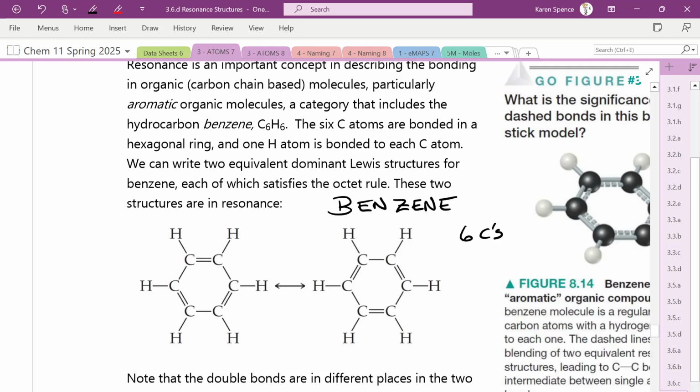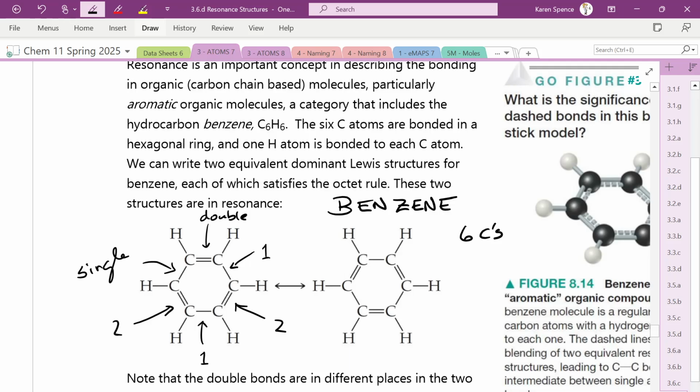And they have alternating single, double, single, double, single, double. I cannot speak. Maybe I should have just highlighted the double bond. So we have a double bond. Every other bond is a double bond. And then that would be less messy. Okay, there we go.